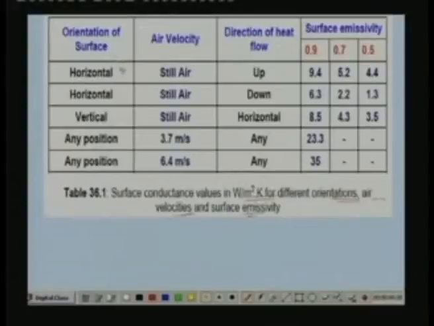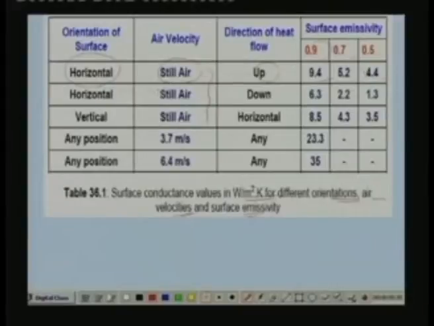For example, take this. This orientation of the surface is horizontal, and the air velocity is still air. That means you can apply this still air condition to the conditioned space inside the building. And if the direction of the heat flow is upwards, and if the surface emissivity is 0.9, then the heat transfer coefficient is 9.4 watt per meter square Kelvin. If the surface emissivity is 0.7, then heat transfer coefficient is 5.2 watt per meter square Kelvin, and if the emissivity is 0.5, this is the heat transfer coefficient.